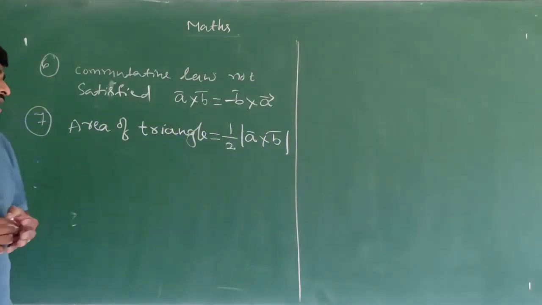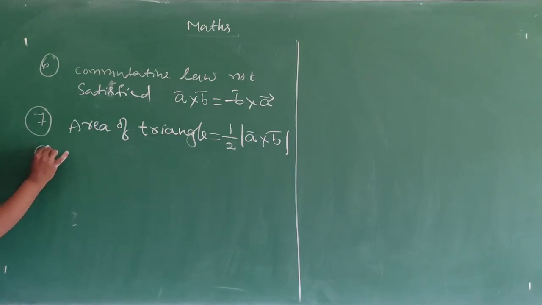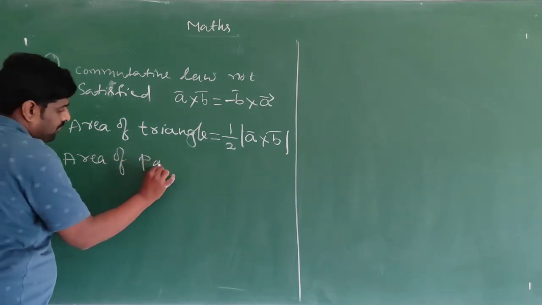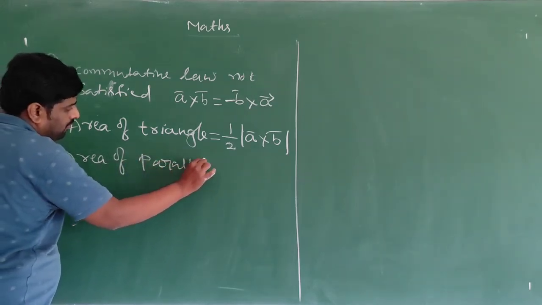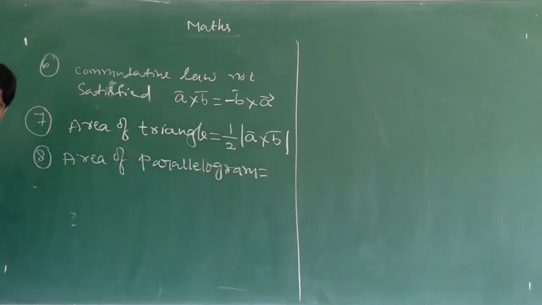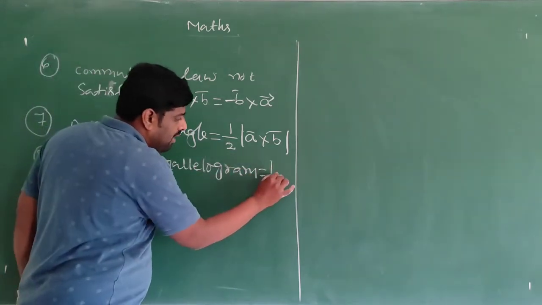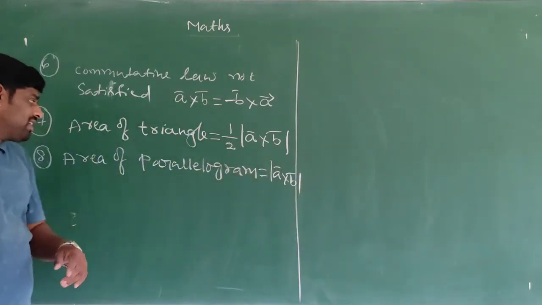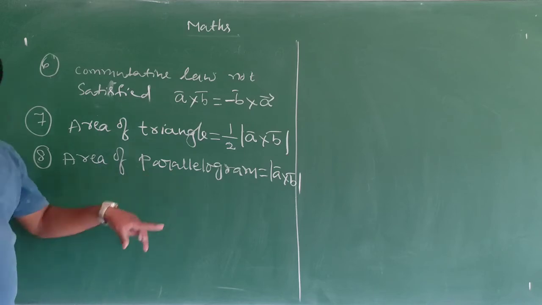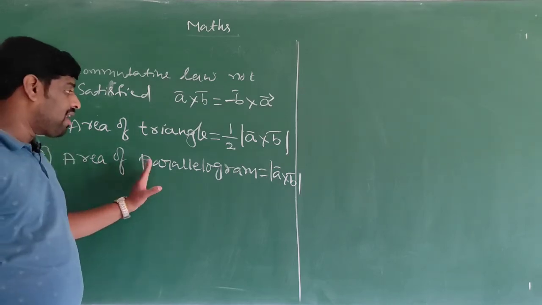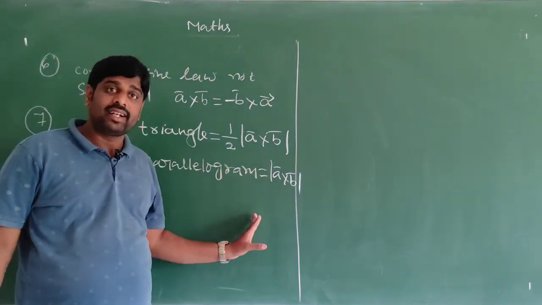Next point is area of a parallelogram. Area of a parallelogram is very simple: magnitude of A bar cross B bar. And observe, students, this is the area of a parallelogram with adjacent sides.